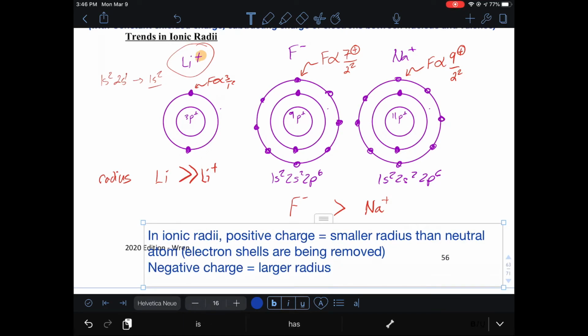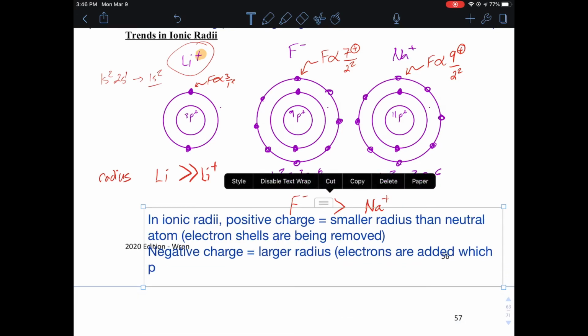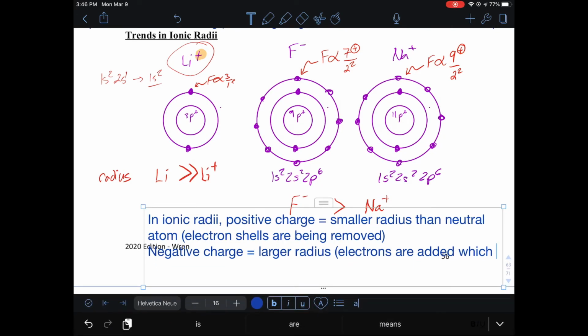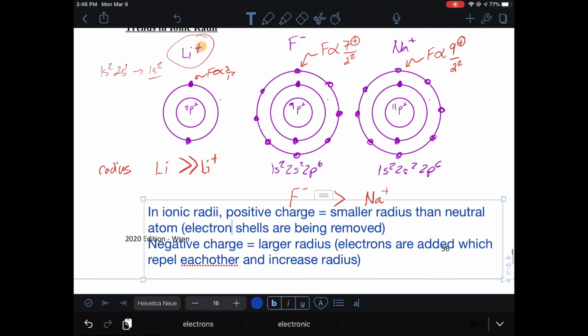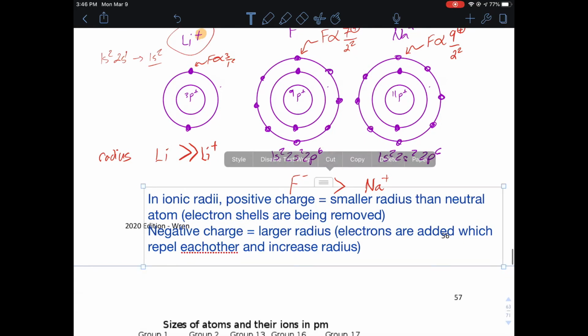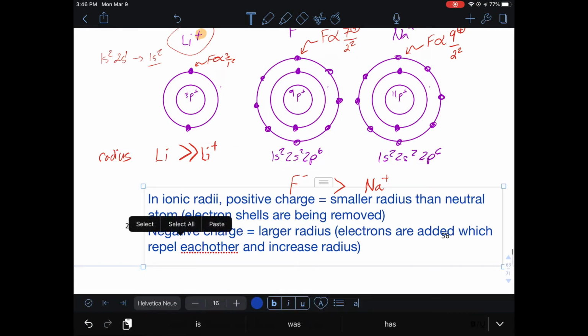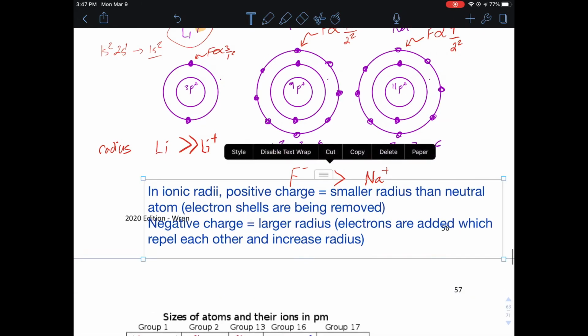A negative charge is a larger radius because electrons are added, which repel each other and increase the radius. So you have less force, or there's less force to go around. That's another way of looking at it.